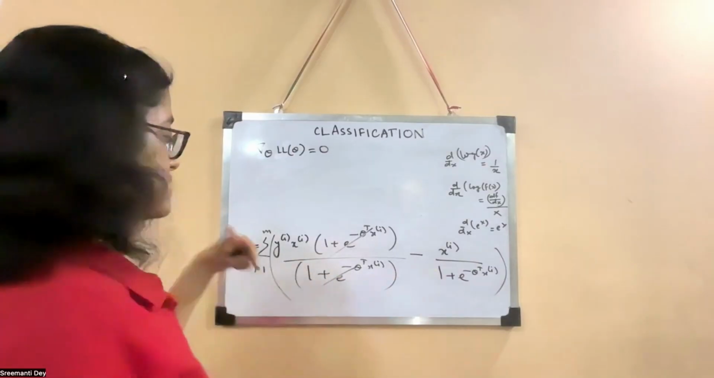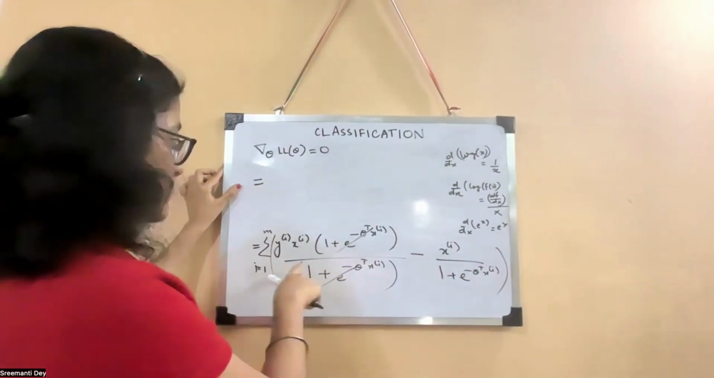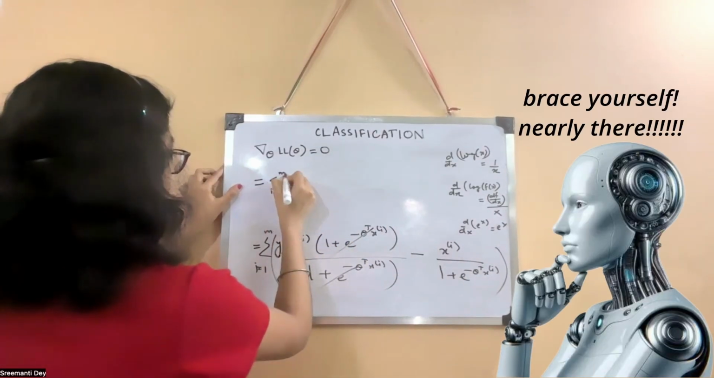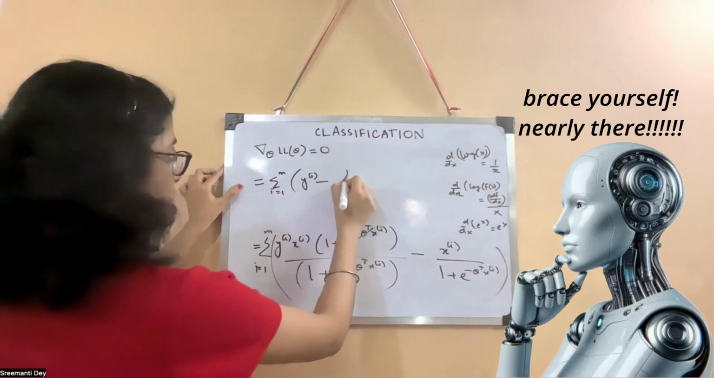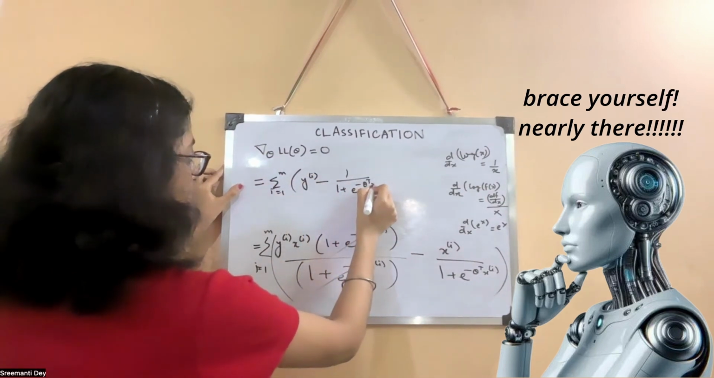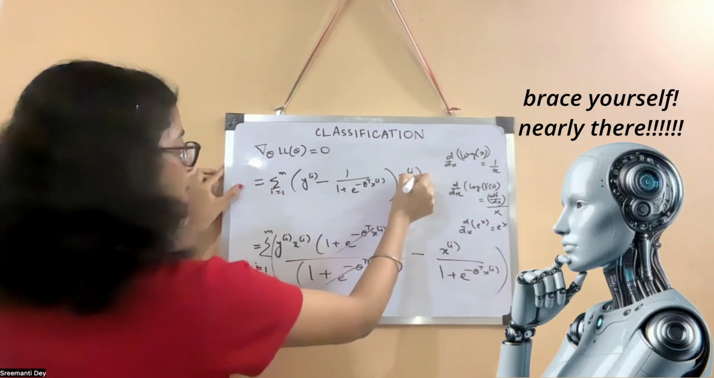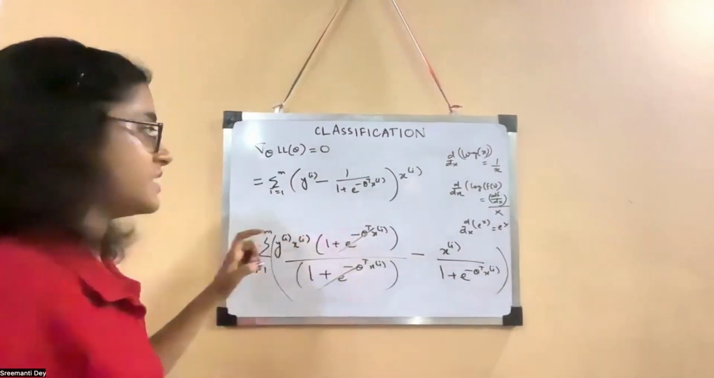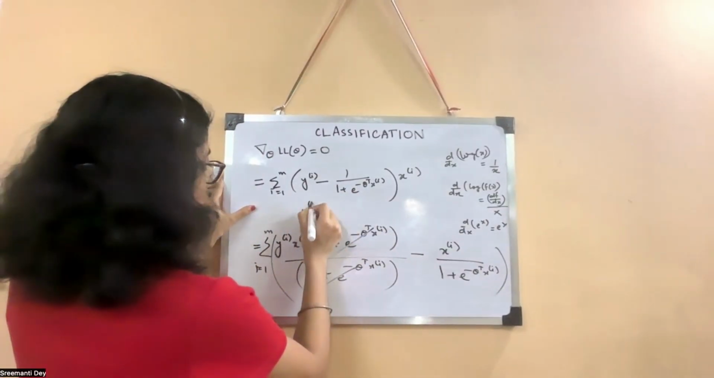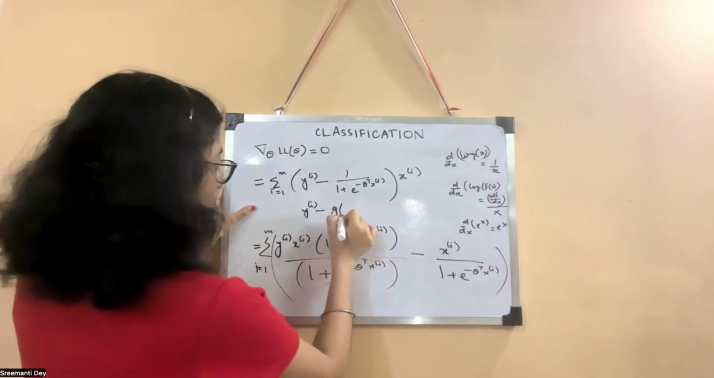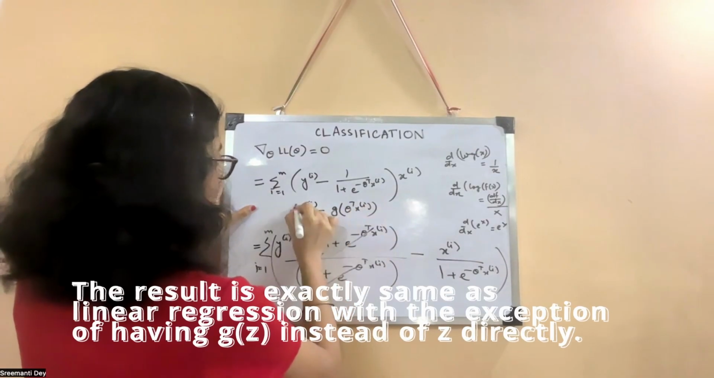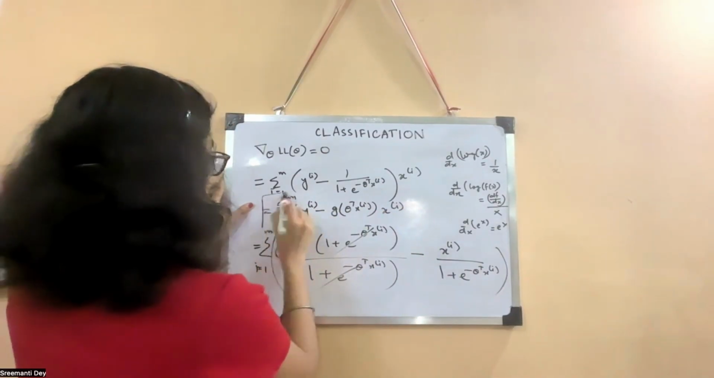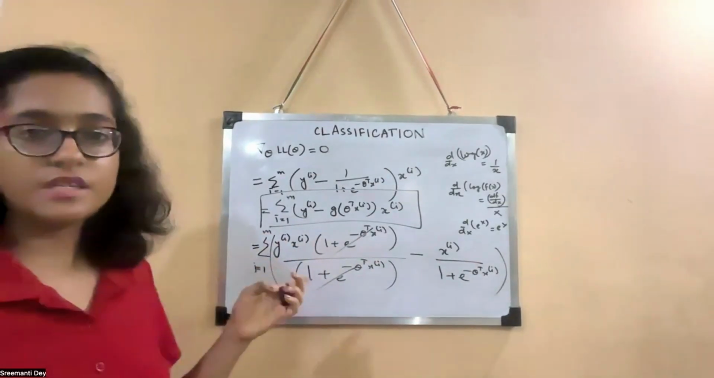So I'll just take this one out, put it here. So this is going to be, let's take xi out. So we are going to have yi minus 1 by 1 plus e to the power minus theta transpose xi multiplied with xi. So does this look the same? Does this look familiar? This is what? This is the sigmoid function, correct? So let's put that in here. Yi minus g of theta transpose xi multiplied by xi, summation i equal 1 to n. Perfect. This is the formula that we were looking for.